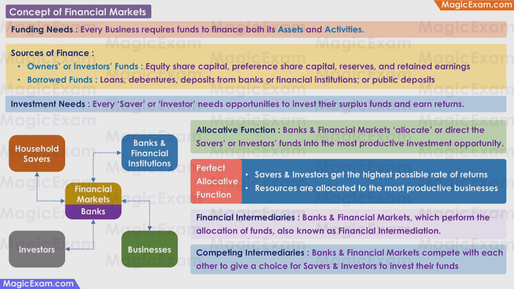Financial markets allocate or direct the savers or the investors' funds into the most productive investment opportunities. Here, banks and financial institutions are both financial markets and they are also investors. As financial markets, they collect deposits from savers and provide loans to businesses which need money. So, banks perform an allocative function. As investors, banks may invest in various companies as shareholders, which is why some banks are also called investment banks.